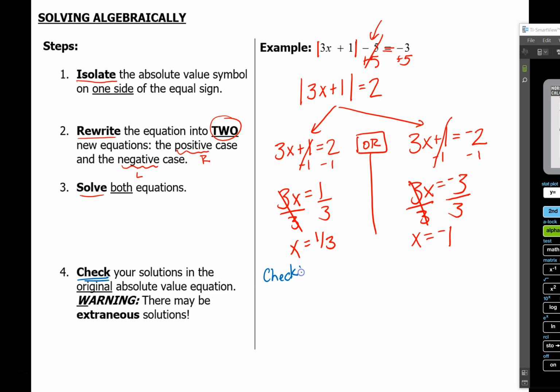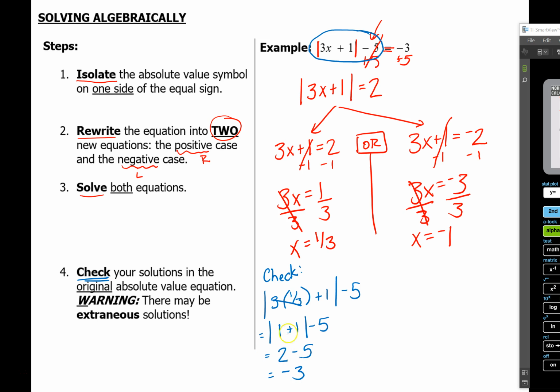So in order to do our first check, we need to take this 1/3 and put it into the left-hand side. So we have the absolute value of 3, but instead of that x, I'm going to put in what I think x is equal to, 1/3. And then I'm going to finish writing out that left-hand side. Notice this is the left-hand side of this original equation, the entire thing, including the -5 outside of the absolute value. So now let's simplify. 3 times 1/3, those 3's cancel out, so that leaves me with just 1. 1 plus 1 is 2, and 2 minus 5 is -3.